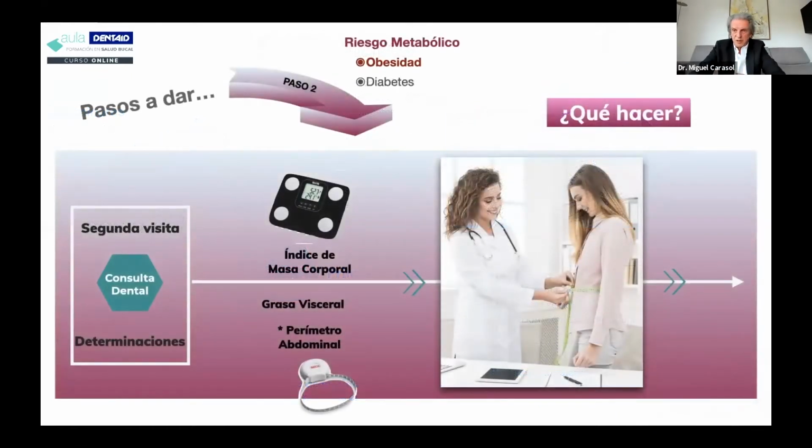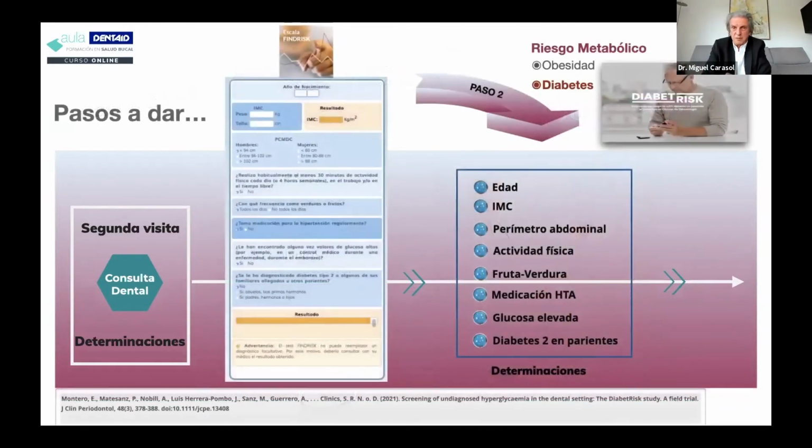Regarding the metabolic risk, which would be the second step, and the second appointment, we can measure with a scale that is very easy to buy, as you know. We can check the body mass index, we can check the waist circumference. Patients don't have to undress for that. But this will provide us with very interesting numbers for other types of measurements afterwards. Like if, for example, after seeing the obesity, to see the possibility of having diabetes or pre-diabetes.